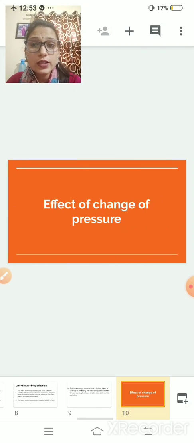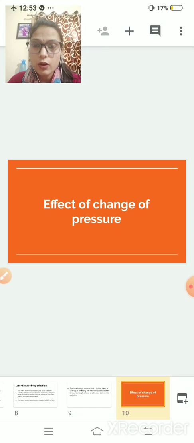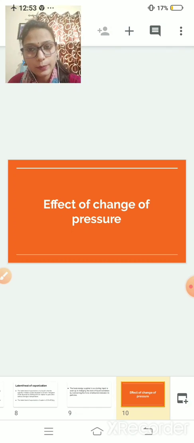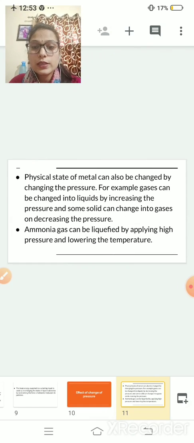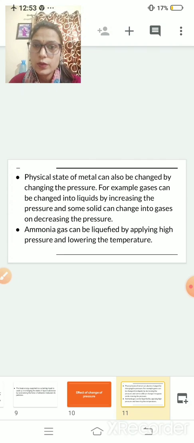Now our next topic is effect of change of pressure. I told you that you can change the state of matter in two ways. Number one, by changing the temperature, which we have done already, and second is by changing the pressure. Now how can you change? See, the physical state of matter can also be changed by changing the pressure. For example, gas can be changed into liquid by change in pressure.